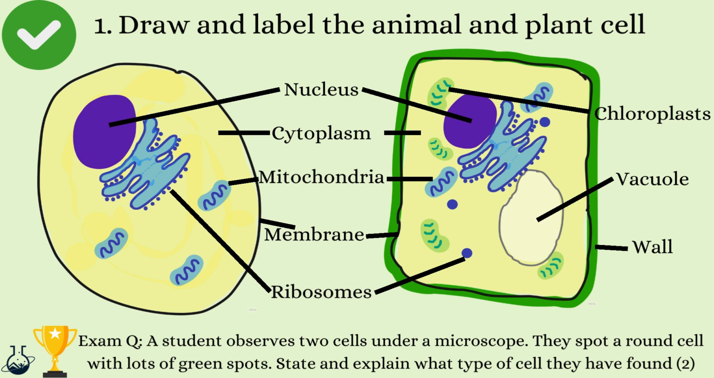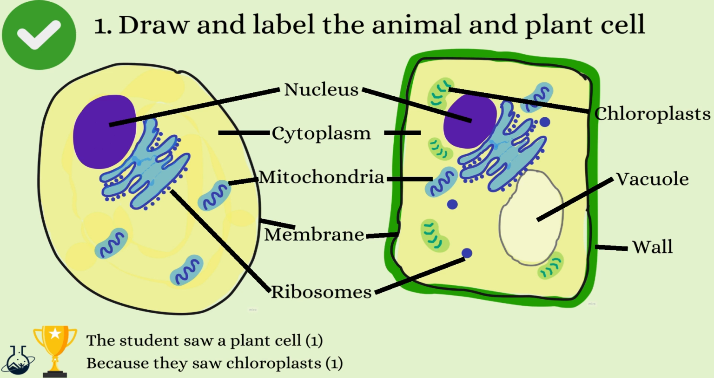So first of all, we state the type of cell, in which case it is a plant cell. And to explain, we need to say the word because. It is a plant cell because they saw chloroplasts, the green spots.